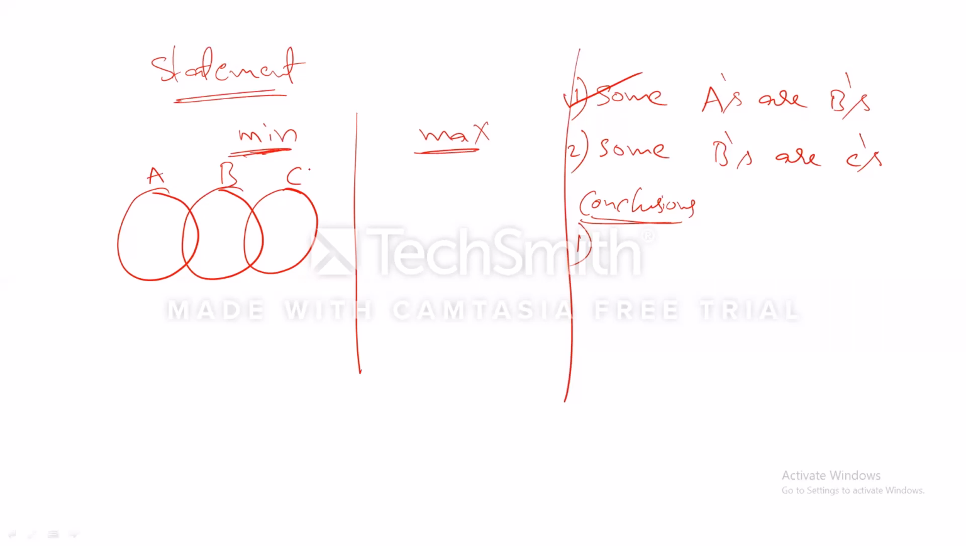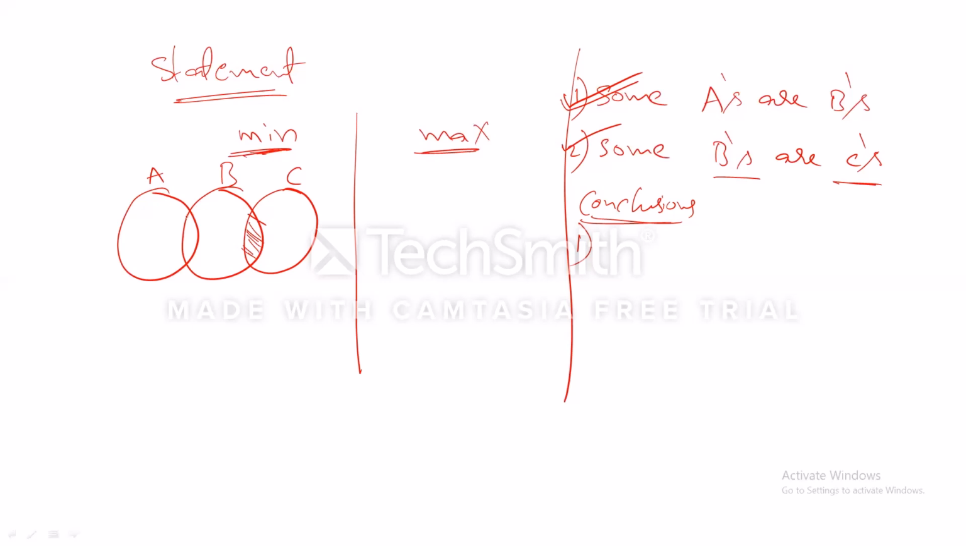What is meant by minimum case, I will explain to you all. Minimum case means when we are taking one particular statement, if I take the first statement, some A's are B's, we should not disturb any other circles. Always remember minimum case, we should not disturb any other circles. Now if I'm taking the second statement, some B's are C's, I should draw the Venn diagram only between B and C. If you observe, for some B's are C's, I have drawn only the Venn diagram between B and C. I'm not disturbing A. That is exactly the minimum case. Minimum case means we should not disturb any others.